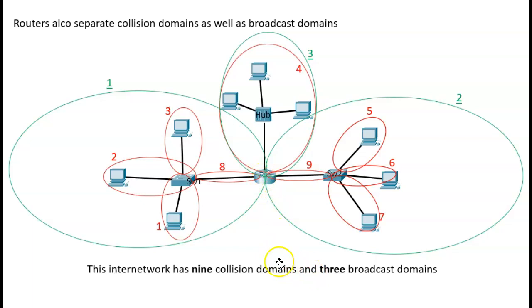We have 3 broadcast domains. Every port off of the router is a broadcast domain. So there's 1 over here, 2 over on this side, and 3, this third one up here. 9 collision domains, 3 broadcast domains. That's a skill you'll want to be able to develop, to be able to count collision and broadcast domains.